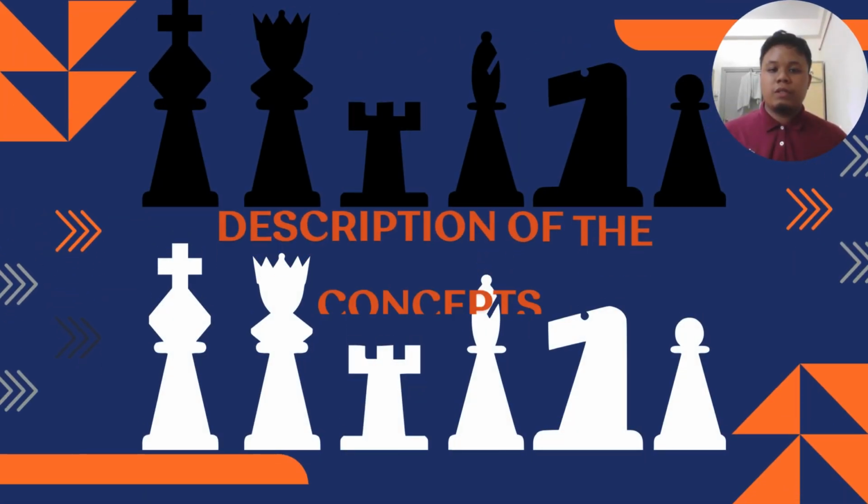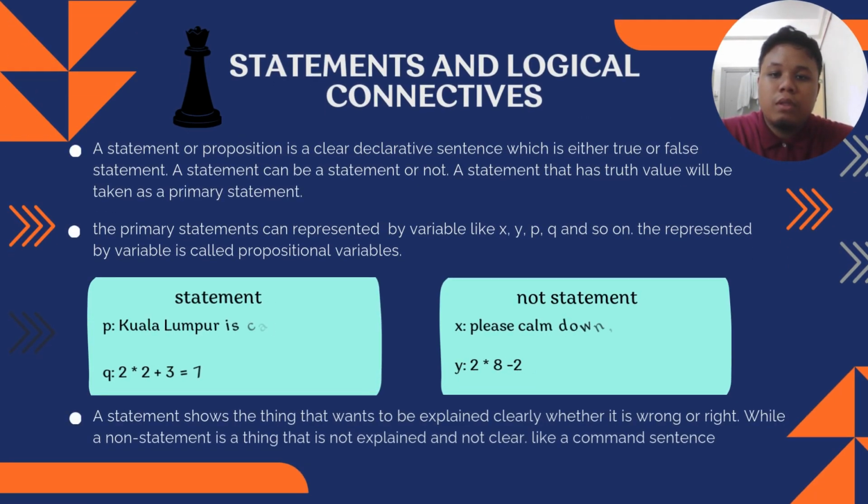Now we go into the description of the concept. The concept that I will choose is statements and logical connectives. A statement, or proposition, is a clear declarative sentence which is either true or false. A sentence can be a statement or not. A statement that has a truth value will be taken as a primary statement. The primary statement can be represented by a variable like x, y, p, q, and so on. A variable representing a statement is called a propositional variable.